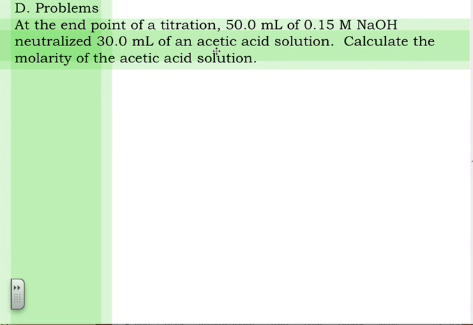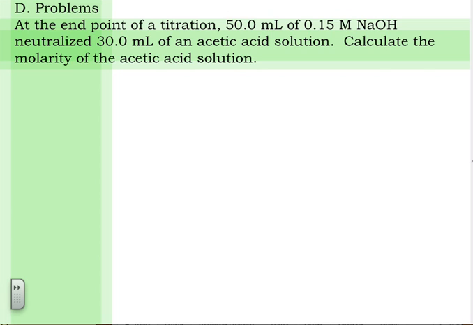All right, so here's a classic example. What we have is at the end point of a titration, which would also be the equivalence point. We had 50 mL of 0.15 molar sodium hydroxide. So that was the known solution. And we titrated it, and it neutralized exactly 30 mL of an acetic acid solution. We want to calculate the molarity of the acetic acid, and this is a very common thing.